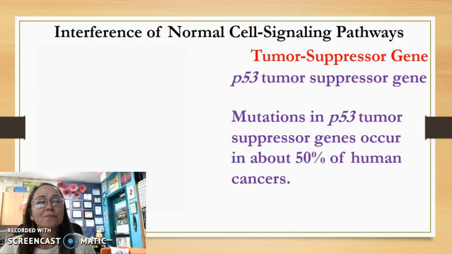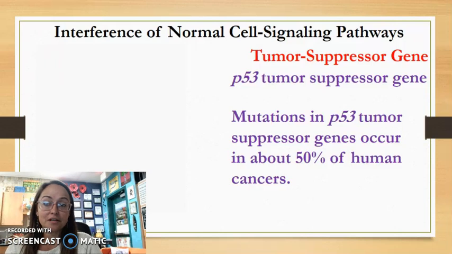So in this video, my last one got cut off talking about p53, so let's go ahead and talk some more about tumor suppressor genes. And so p53 is a tumor suppressor gene found in about 50% of human cancers.